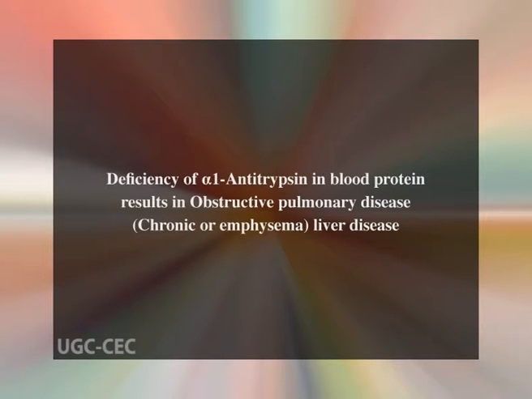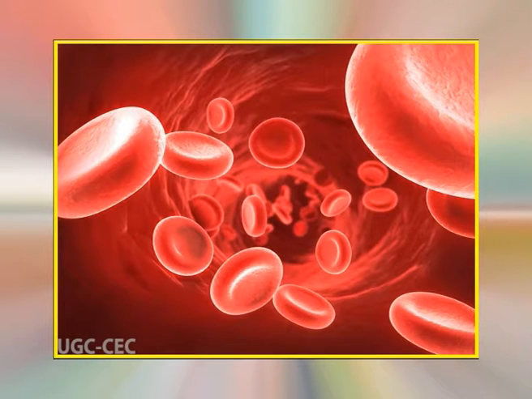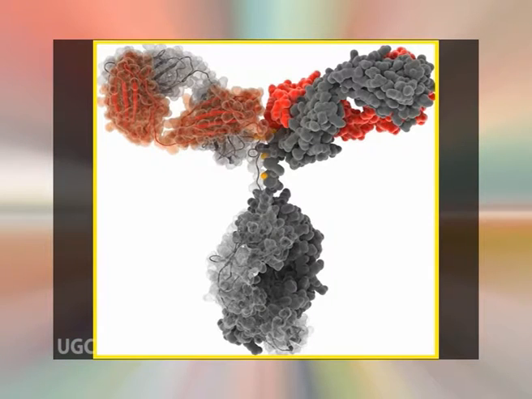The deficiency of alpha-1 antitrypsin in blood protein results in obstructive pulmonary disease and liver disease. Deficiency of antithrombin in blood plasma results in thrombosis. Deficiency of immunoglobulins results in severe recurrent or chronic infection.